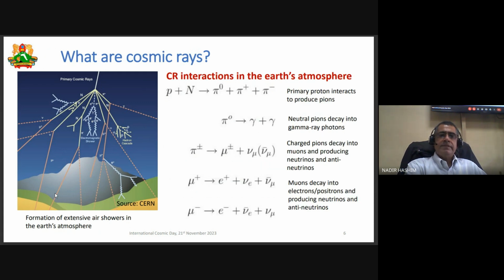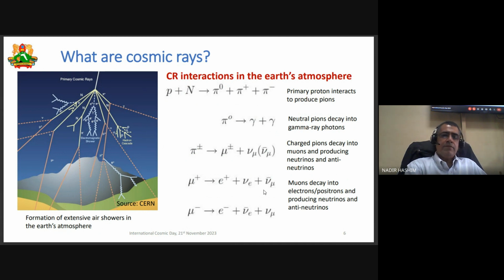This is what happens, for example, when a proton interacts with a nucleus in the Earth's atmosphere. You produce pions and kaons, and they decay. For example, the neutral pions decay into gamma ray photons. The charged pions decay into muons with the emission of neutrinos. And the muons in turn decay into electrons and positrons with the emission of neutrinos. So the muon component can be measured on the surface of the Earth as well as in underground laboratories.